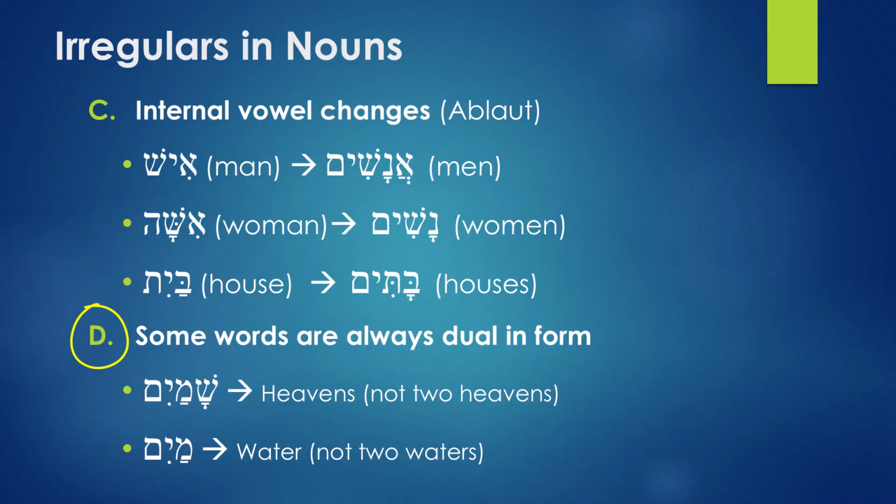Because this word shamayim is irregular. It has a duo form, a duo ending, but the meaning is not duo. Another one is the word mayim. Mayim means water. It's not going to be two waters; though it has a duo ending, it's going to be water. Why? Because mayim is irregular. So these are some of the irregular nouns you're going to meet in Hebrew. You just have to know them, and the more you practice, the more you see them, the more you know them.